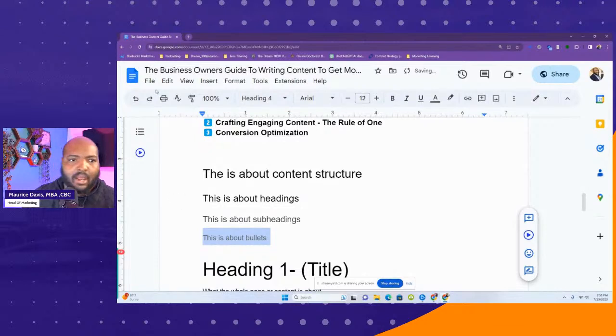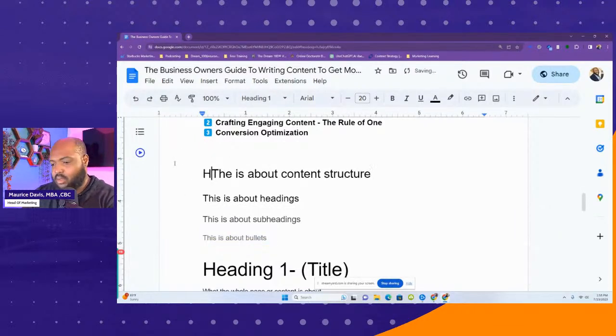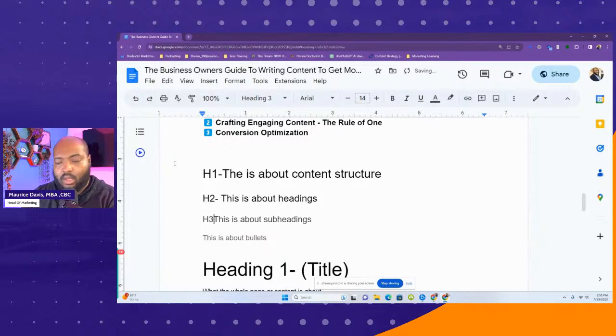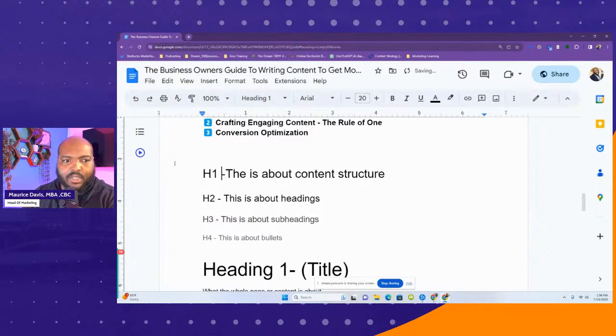Now, the reason why I'm marking these this way, this is your H1, your heading one, this is your heading two, and this is your heading three. Now, this one right here, which I don't use a ton, this is a heading four. In practical use, I rarely ever use a heading four, but for the sake of our conversation, let's walk through why I did it this way.